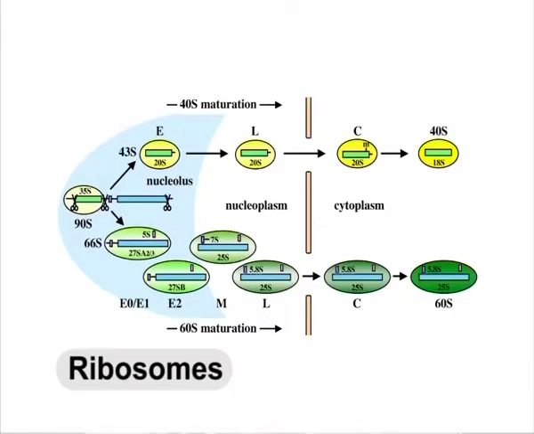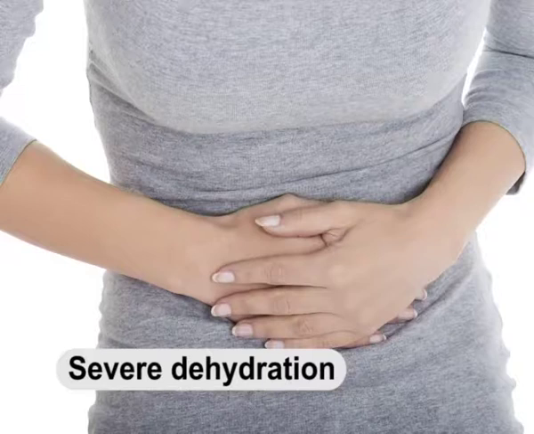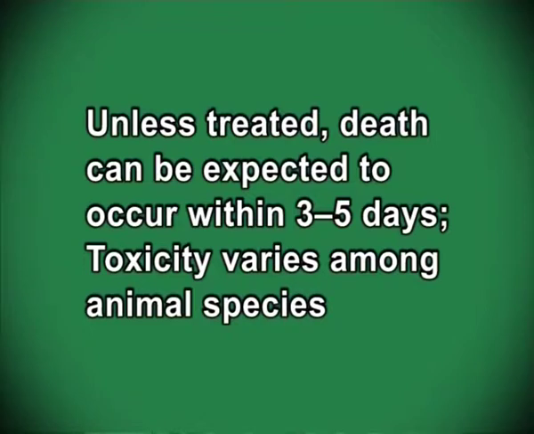Symptoms of ricin poisoning include a burning sensation in the mouth and throat, abdominal pain, purging and bloody diarrhea. Within several days, there is severe dehydration, a drop in blood pressure and a decrease in urine. Unless treated, death can be expected to occur within 3 to 5 days. Toxicity varies among animal species.